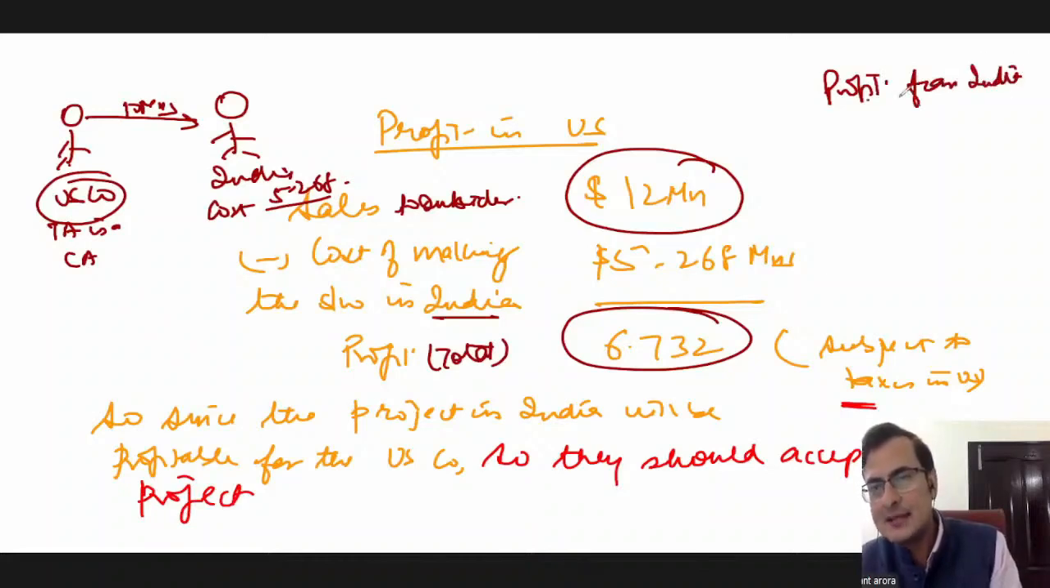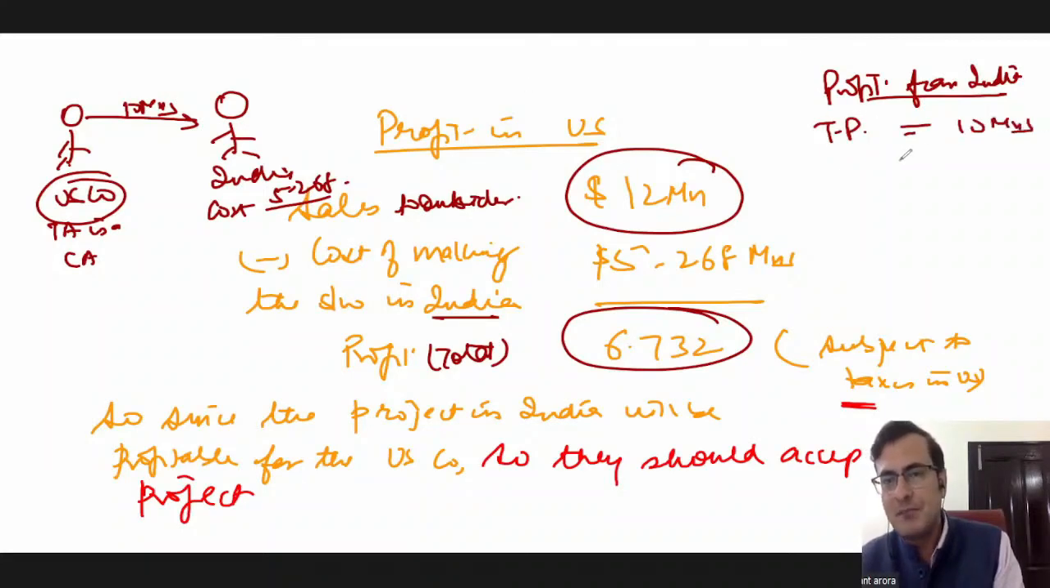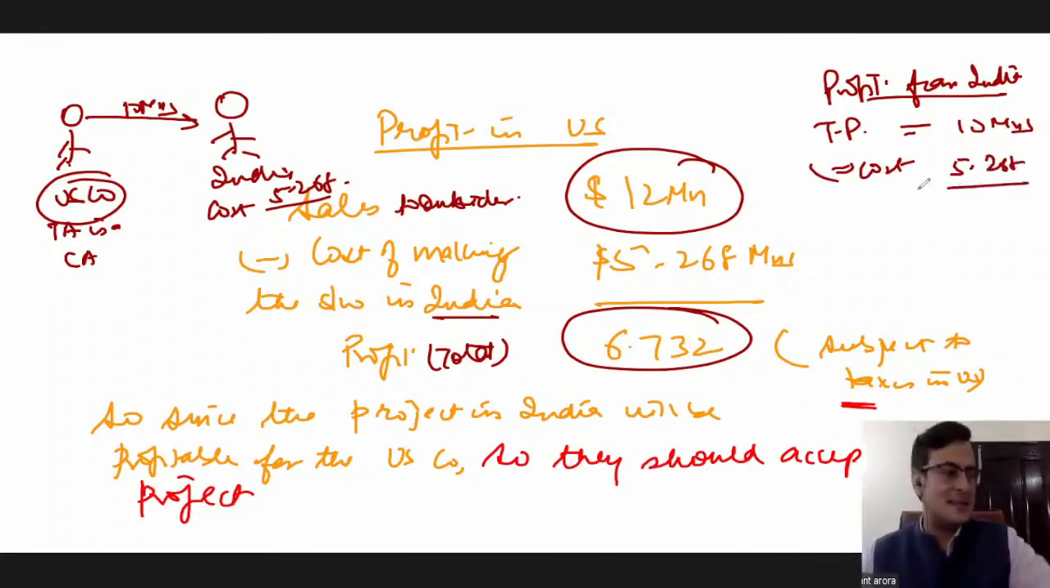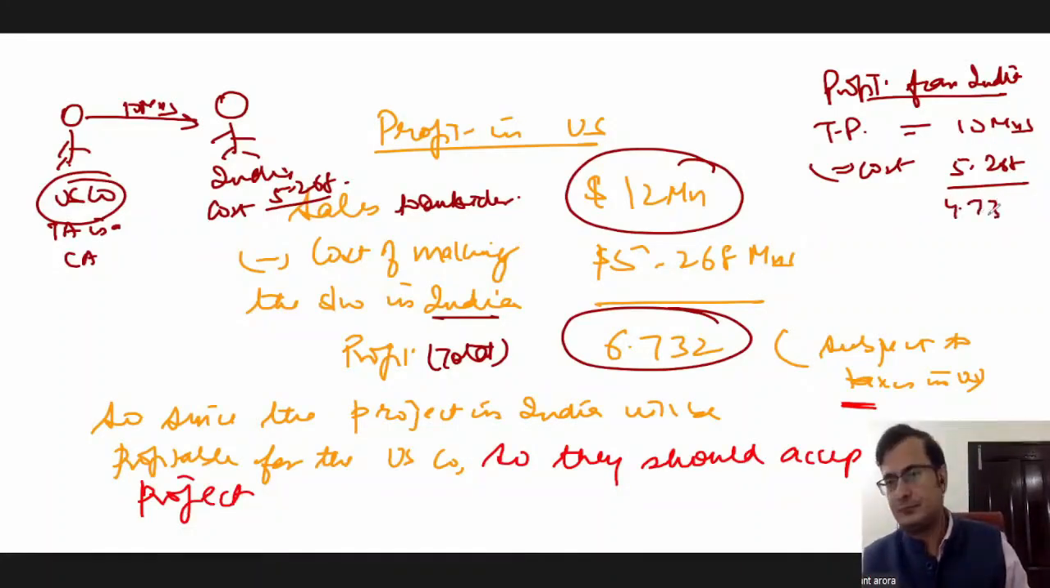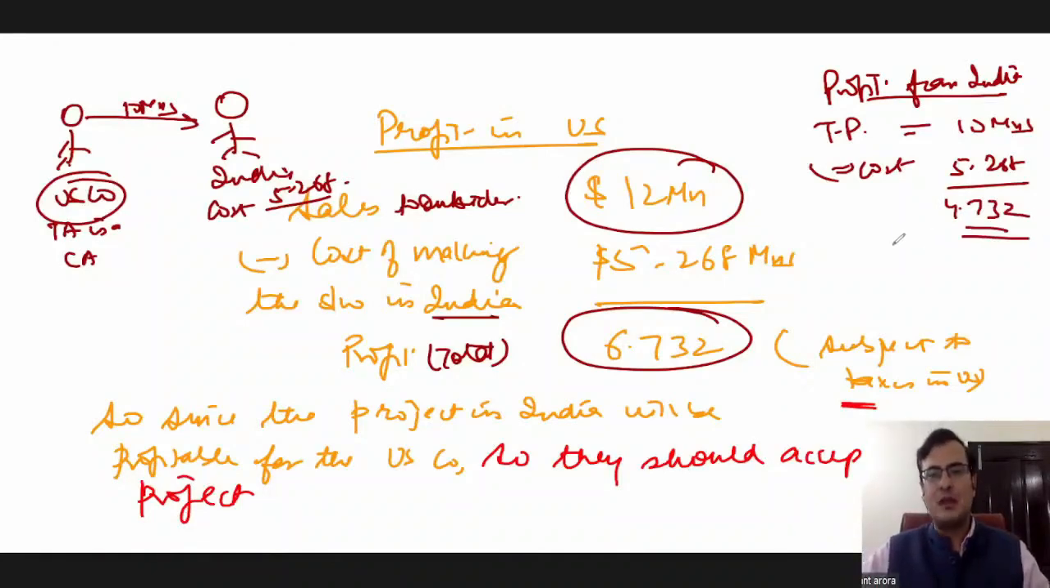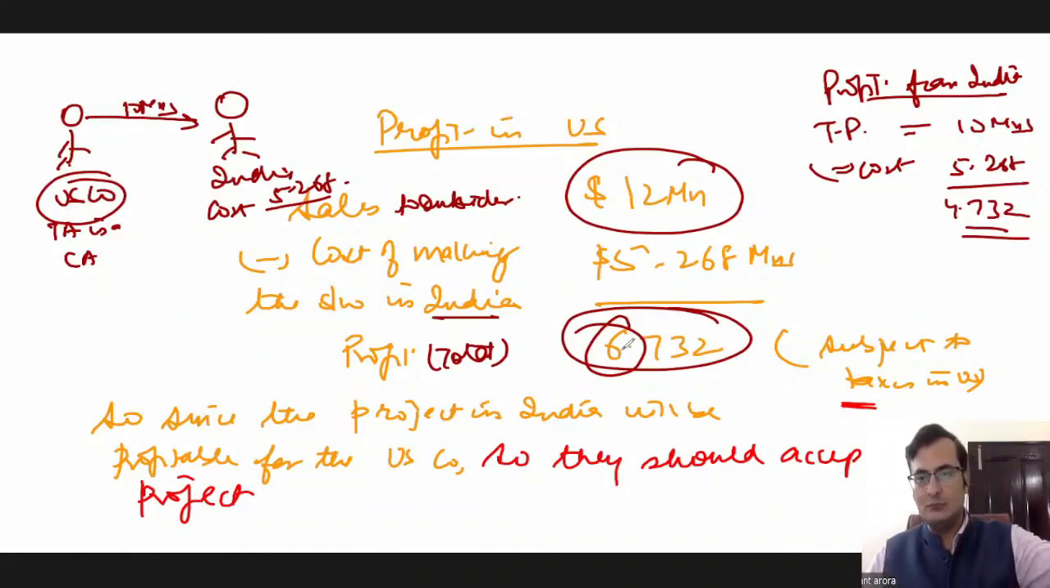And if you want, you say profit from India. I can say as sales, or why should I say sales? It should be a transfer price. Transfer price of 10 millions minus cost, which is 5.268, and that is their profit from India. 10 minus 5.268, 4.73. Then 2 millions are added because it is further sold at a 12 million price. I hope that's clear now.